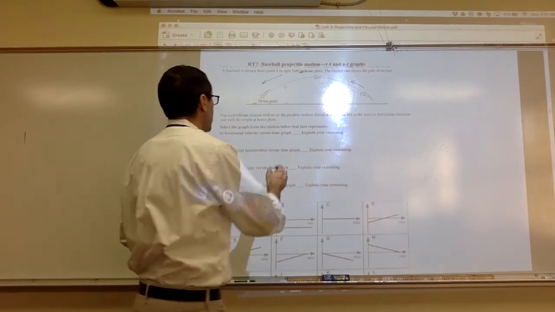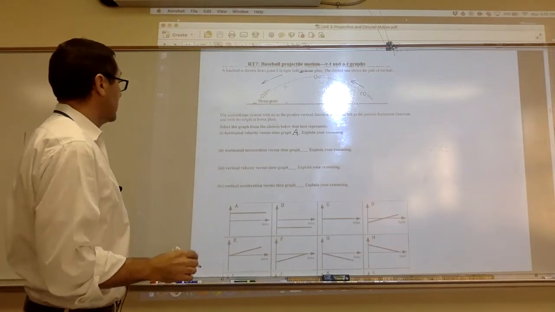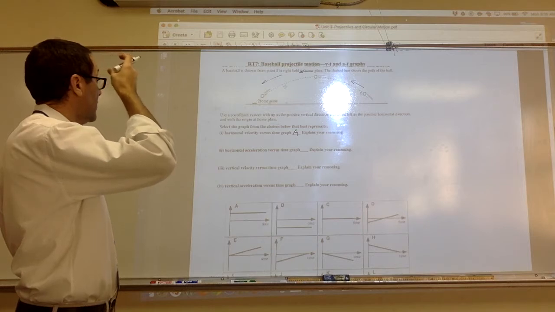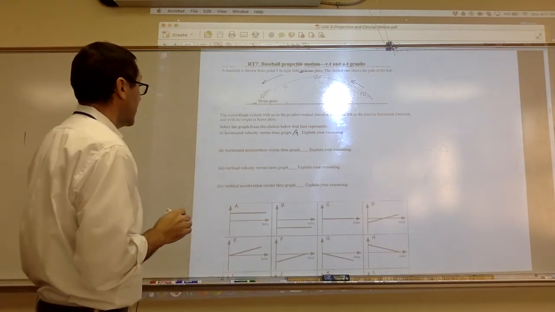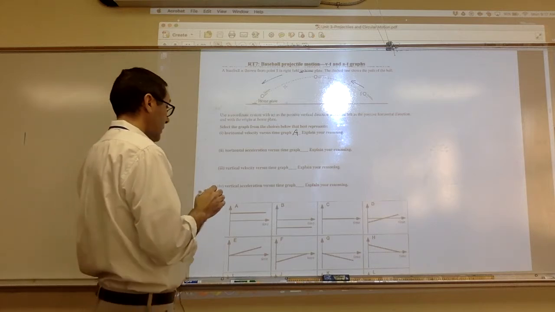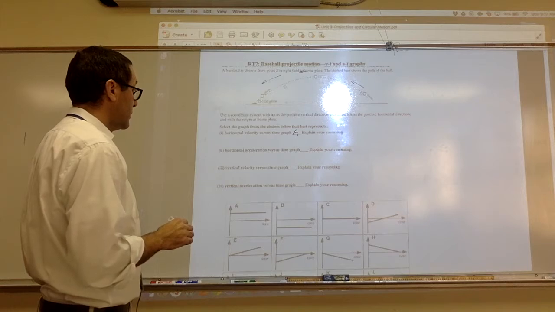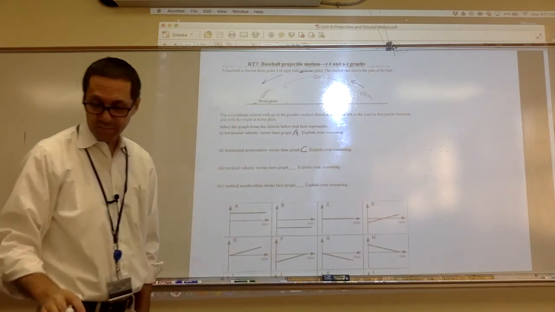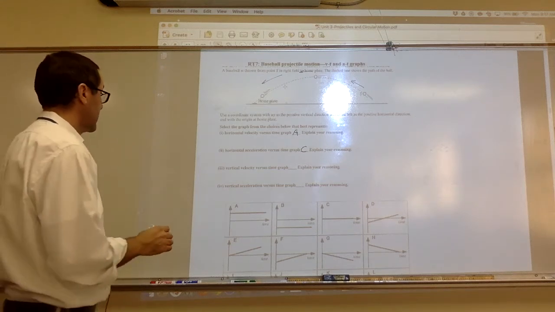That should be graph A, okay? Yeah, because the velocity in the x direction, in the horizontal direction, stays constant, and this graph is showing you that. Horizontal acceleration versus time, well, there is no acceleration in the x direction, so that should be graph C. And you have to explain, you have to write exactly what I'm saying.